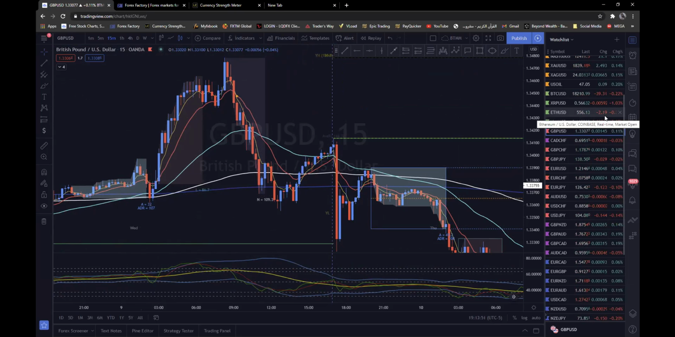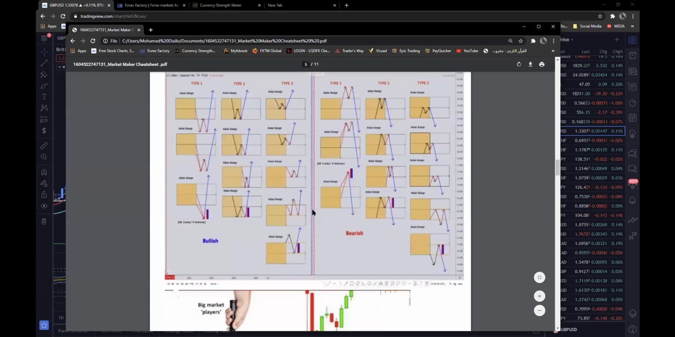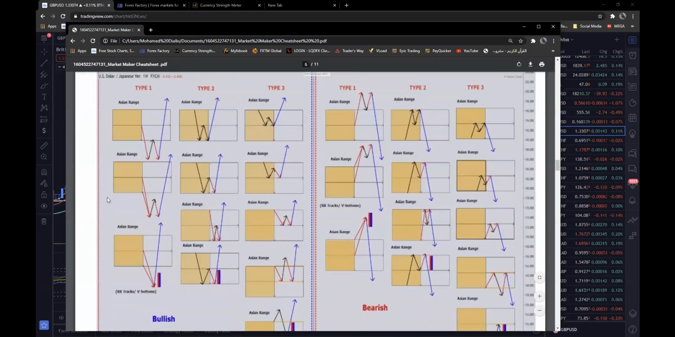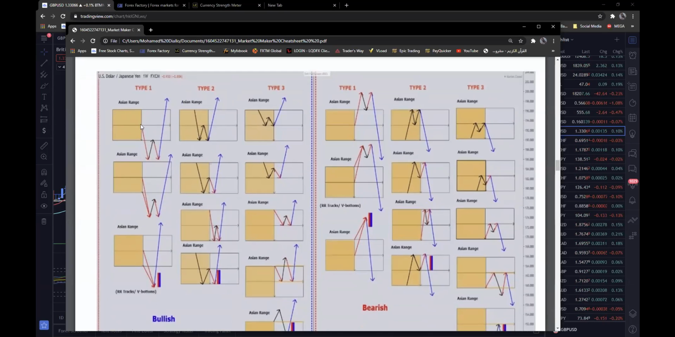Hey, bro. What's the types again? So the types, you got a type 1, a type 2, type 3. All right. So here, let me show you real quick. So when you're looking at a bullish setup, this is a type 1. So basically, price can start from the 50% of the Asian, and it'll give you that impulsive move to entice sellers.